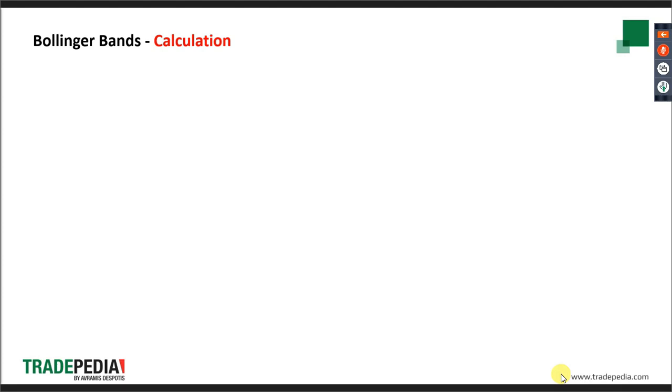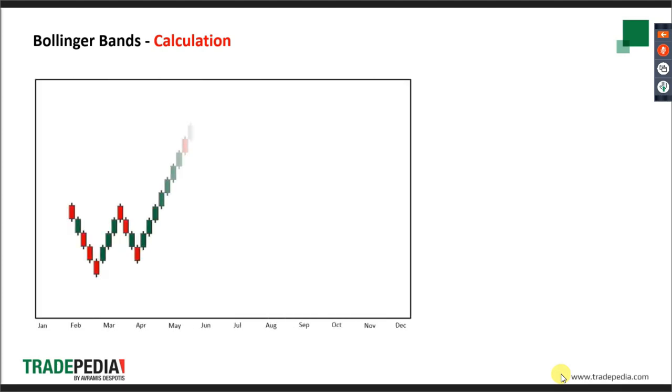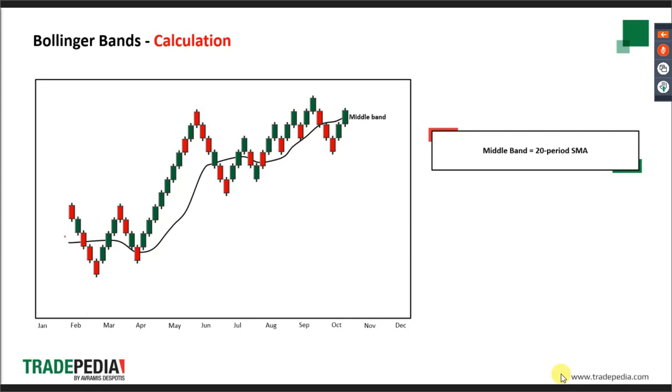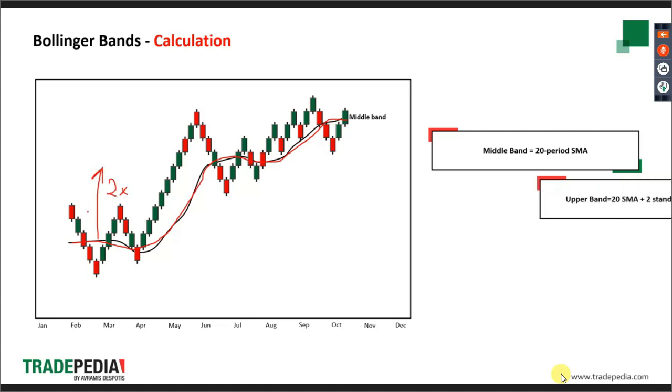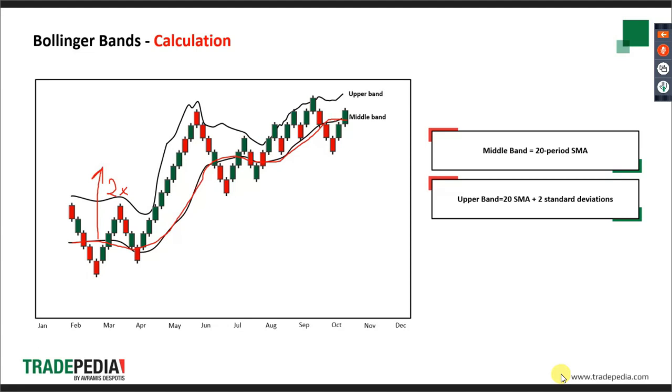So now we have Bollinger Band calculations. The middle band is the 20-period simple moving average, where you can see how it cuts through the price, right? And then we have our upper band, which is plotted 2 standard deviations above, and also the lower band that is plotted 2 standard deviations from here.